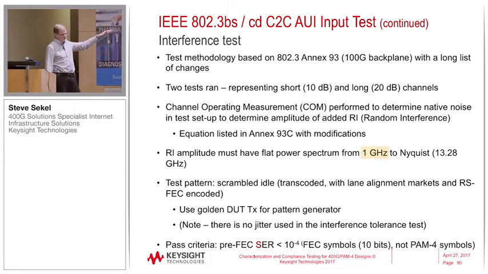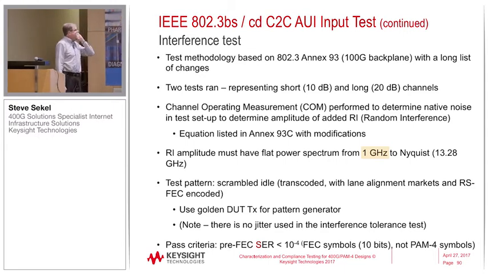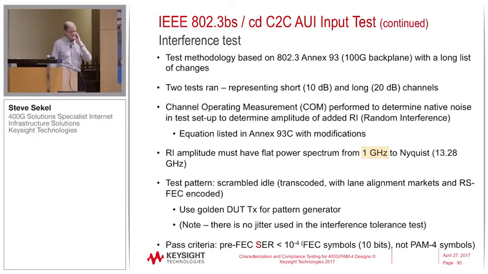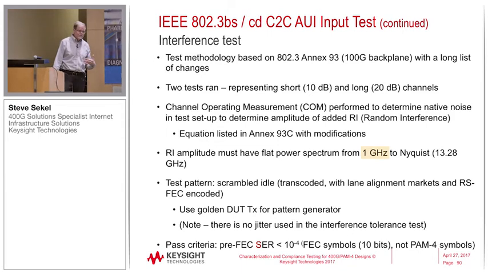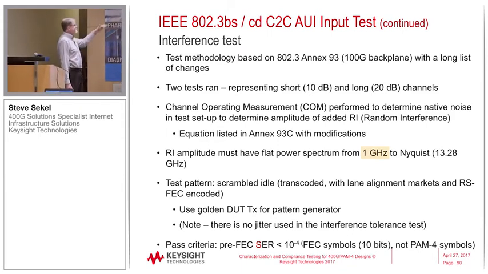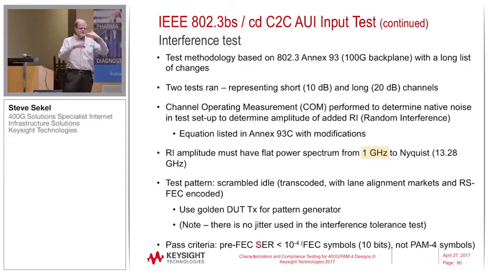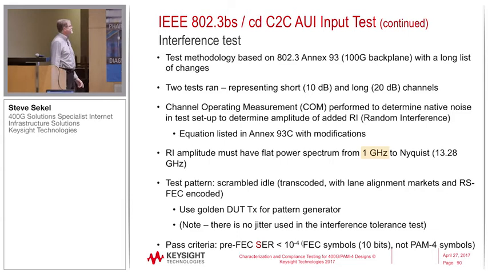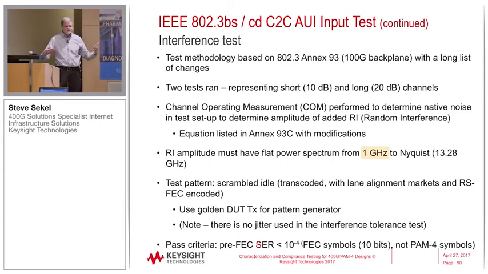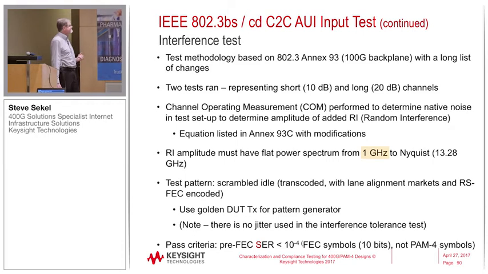So, okay, interference test methodology. It's typical IEEE where it's cross-referenced back. So Annex 83 is the 100G KR4. That's the backplane 100G test. And there's a whole list of changes. They say, follow this test methodology, but make all these substitutions in it. And we run two different tests, in this case, two static tests. We're not sweeping the length of the channel. That's not practical. We do one with a short channel and one with a long channel.